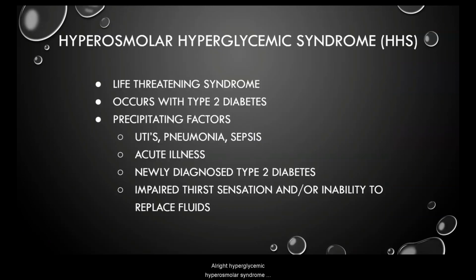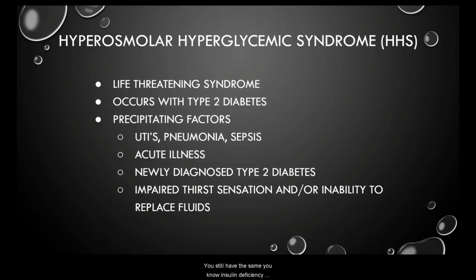All right, hyperglycemic hyperosmolar syndrome. It used to be known as hyperglycemic hyperosmolar non-ketonic state, so HHNS. But now it's just hyperglycemic hyperosmolar syndrome, so HHS. This is a severe, life-threatening complication of type 2 diabetes. It most commonly occurs with type 2 diabetes. It's characterized by profound hyperglycemia, marked dehydration, and hyperosmolarity. There is no ketosis. There's no metabolic ketoacidosis.